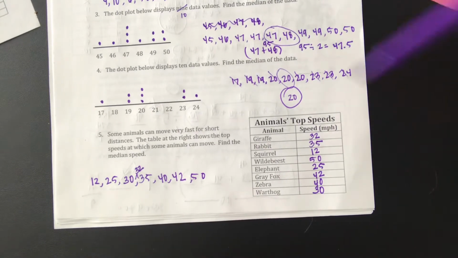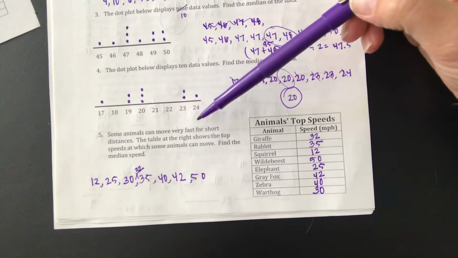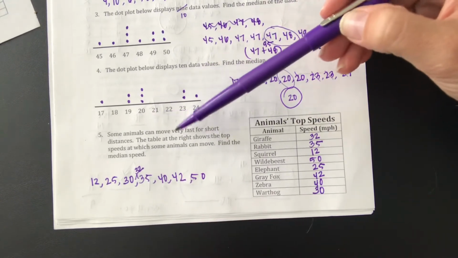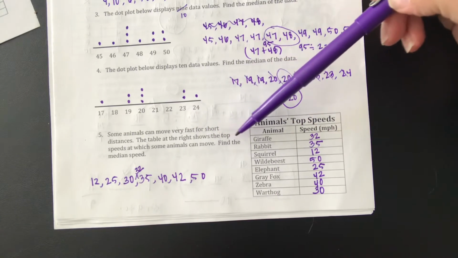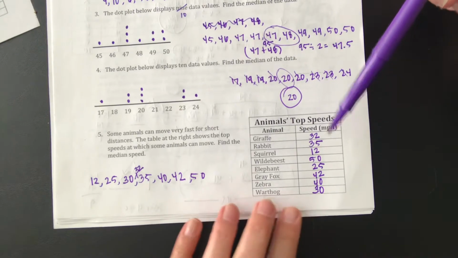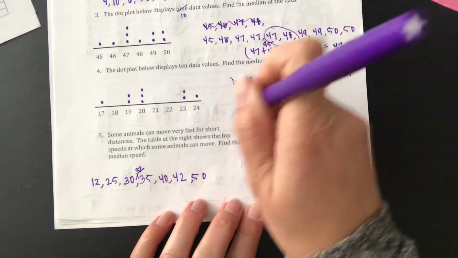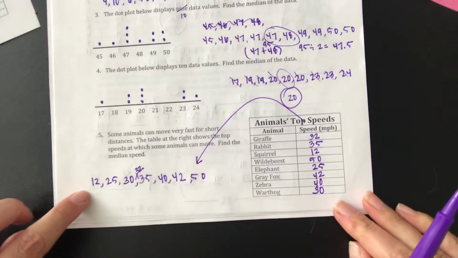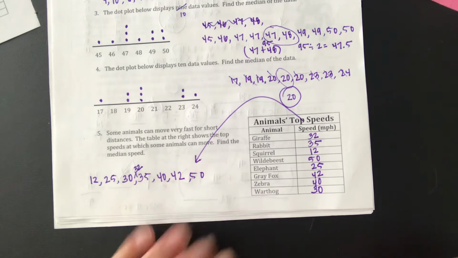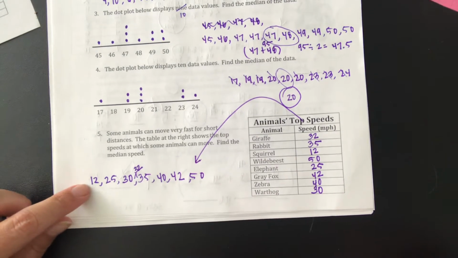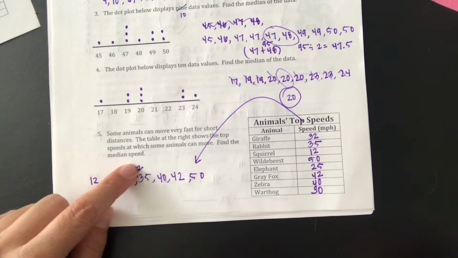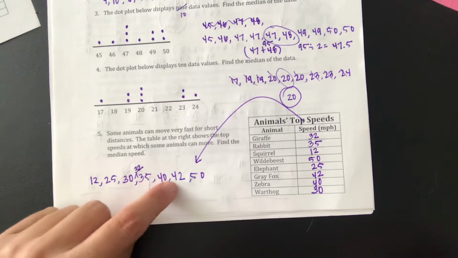Okay, so we have some animals can move very fast for short distances. The table at the right shows the top speed at which some animals can move. Find the median speed. So here these are, and they're written out of order. Hopefully you've taken the time to make that data into a data set that goes from least to greatest. You should have 12, 25, 30, 32, 35, 40, 42, and 50.